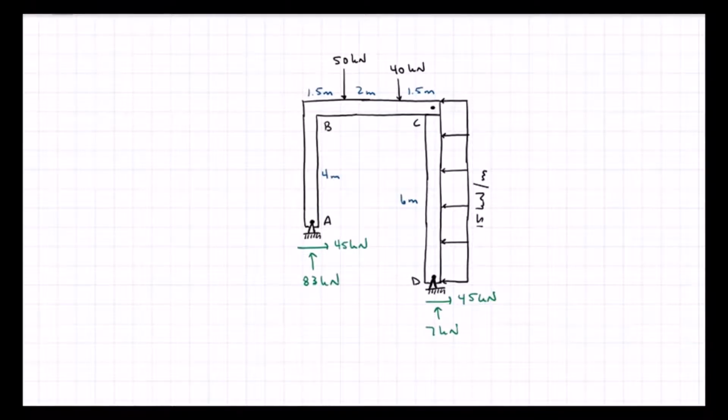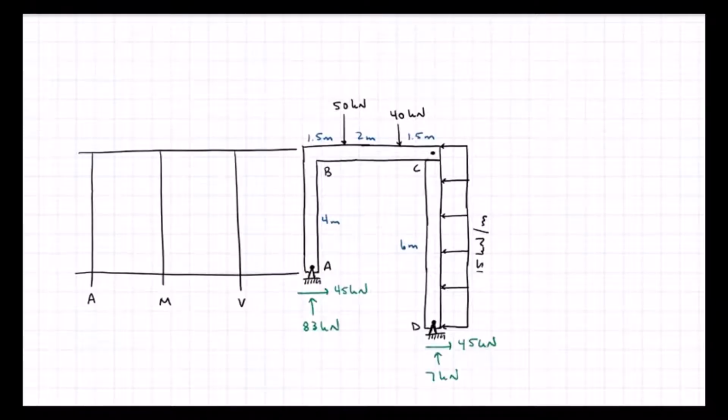Next, I'm going to create my diagram lines. So I've got shear, positive, negative, moment, positive, negative, and my axial tension and compression, or positive, negative, both work. So shear is everything that's going to be acting perpendicular to my member. So my member is vertical, so shear is going to be horizontal. So I've got 45 kilonewtons moving to the right, and then I have nothing changing that all the way up the member.